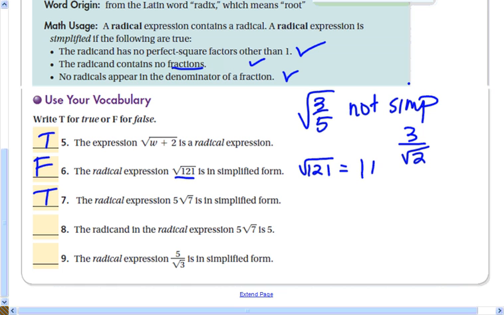The radicand in the radical expression 5 times the square root of 7 is 5. That's false. The radicand is the number underneath the radical symbol, so that would be 7. The radical expression 5 divided by the square root of 3 is in simplified form. False, because there's a radical in the denominator.